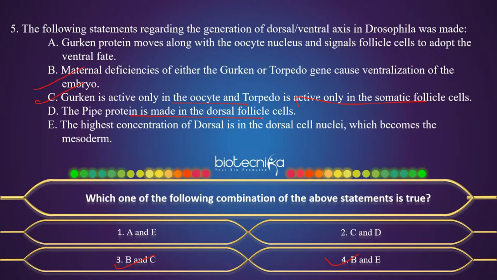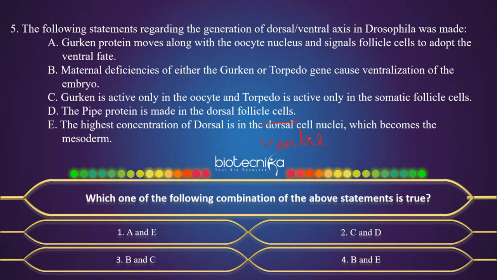Pipe protein is made in the dorsal follicle cell. No, pipe protein is made in the ventral follicle cell, towards the ventral side. Highest concentration of dorsal is in the dorsal cell nuclei, which becomes the mesoderm. Again, we saw that it is not correct because it is on the ventral cell nuclei. Highest concentration of dorsal and ventral. Tell me, easy or not?